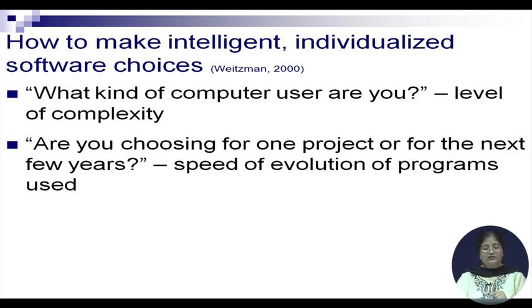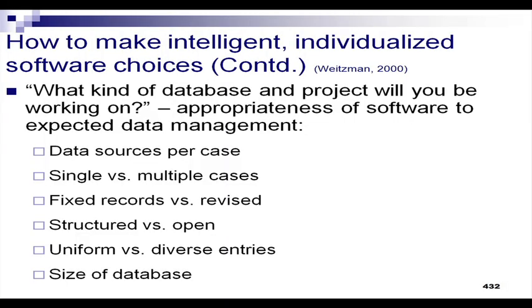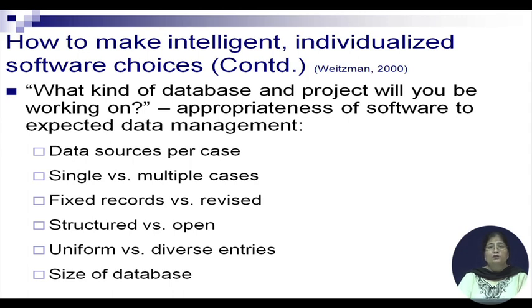How to make intelligent individualized software choices. So, you need to find out what kind of computer user you are. You need to find out about the level of complexity. So, this will help you determine the level of complexity. Are you choosing for one project or for the next few years? So, that will help you decide the speed of evolution of the programs used. Then, what kind of database and project will you be working on? So, this will help you decide the appropriateness of software to expected data management. So, it will help you decide the data sources per case.